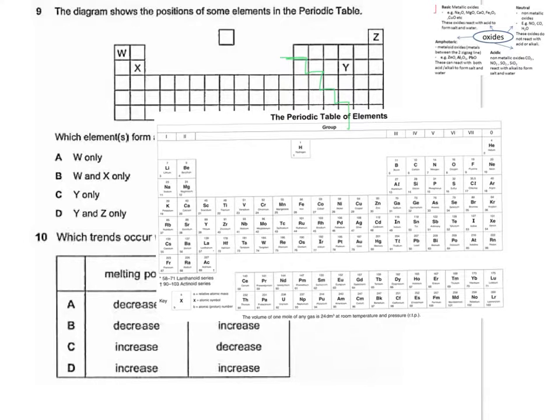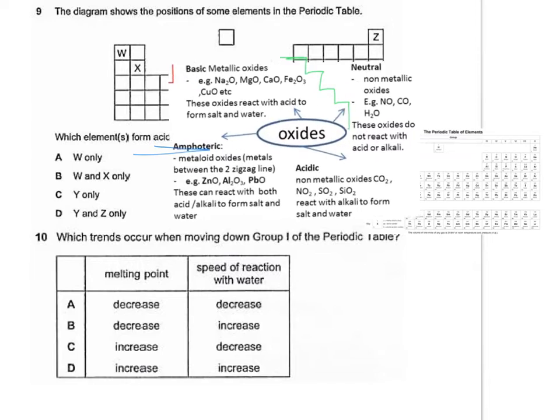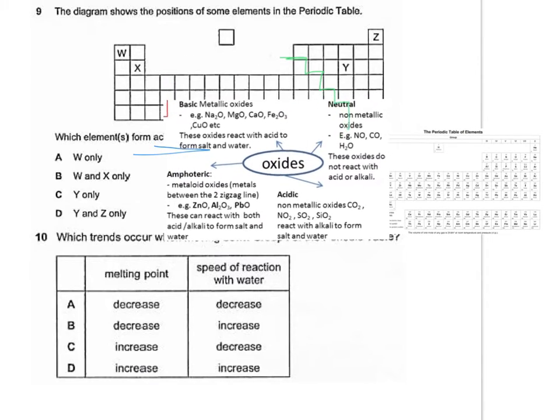Okay, so back to the question. Y and Z, they would be non-metals, and W and X will be metals. That's the first part. Now, the next part of the question asks which elements form acidic oxide. You need to know that acidic oxides are formed from a non-metal oxide. So this is a summary for you once again.